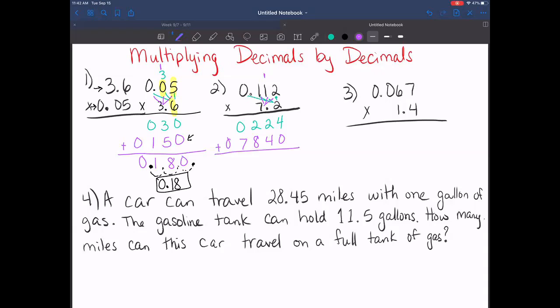Once again, I add everything up. 4 plus 0 is just 4. 4 plus 2 is 6. 8 plus 2 is 10. I carry my 1. 1 plus 7 is 8, and then 0. Now, how many decimal places do I have in this one? Go ahead and put it in the chat. How many times should I move my decimal?